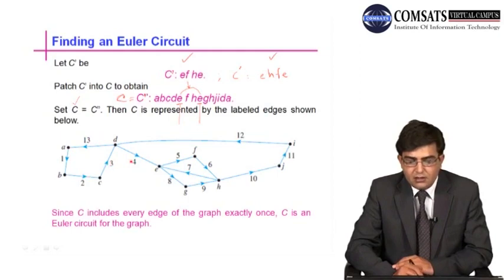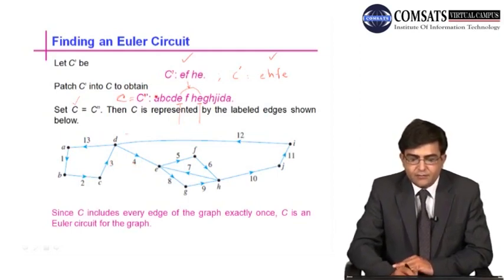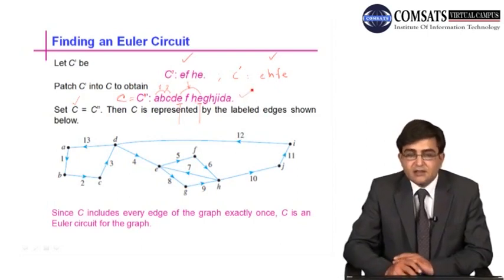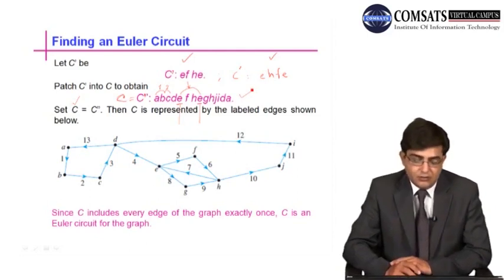1, 2, 3, 4, because in AB there is edge 1, in BC there is edge 2. You can check 1, 2, 3, 4, 5, 6, 7, we go here 8, 9, 10, 11, 12, 13. So every edge has been utilized in this circuit, every vertex has been utilized. And also one more thing, every edge has been utilized exactly once. So edge is not repeating here in this circuit.